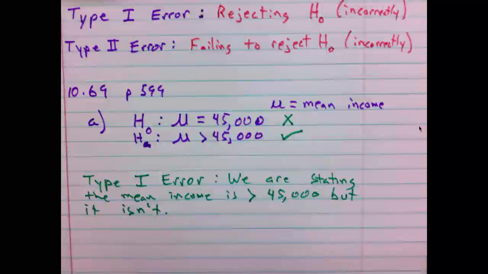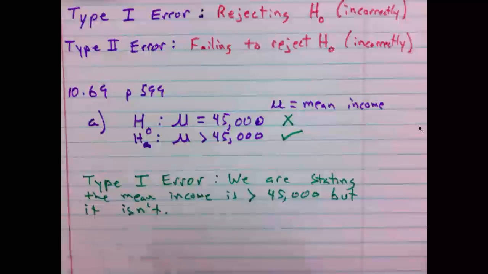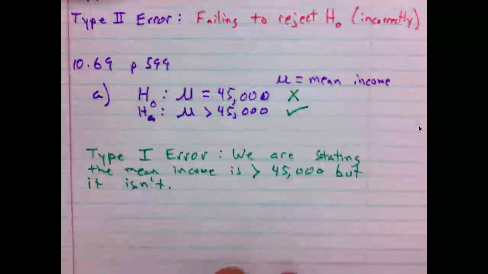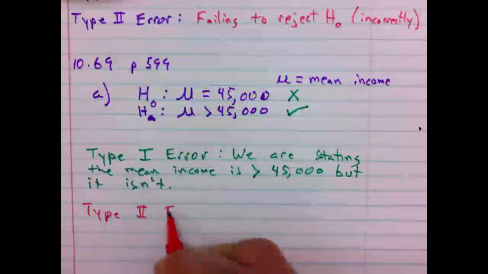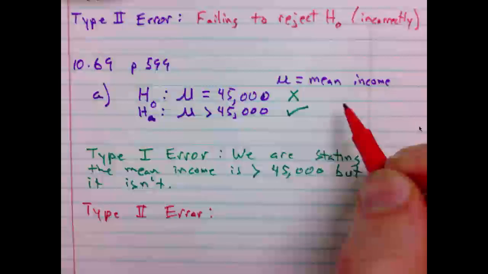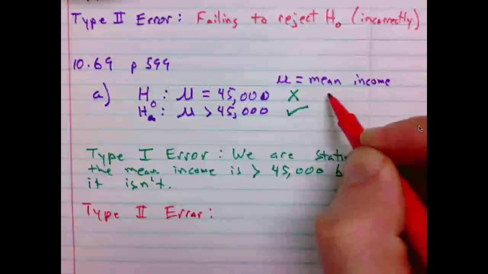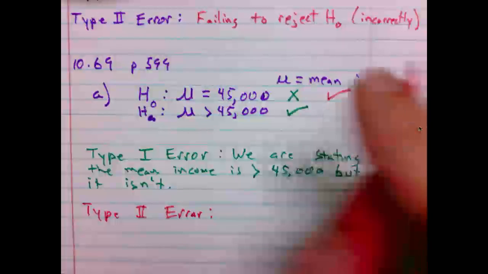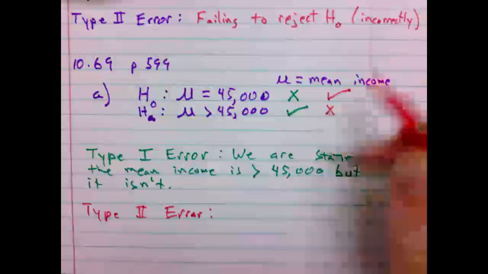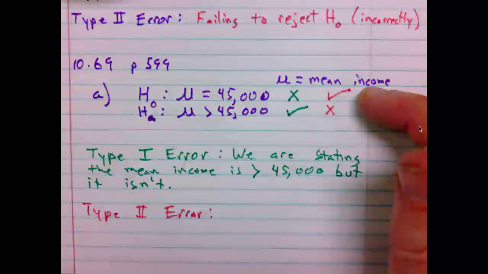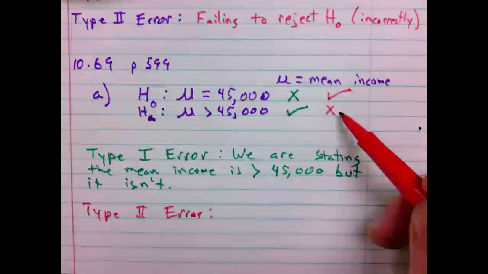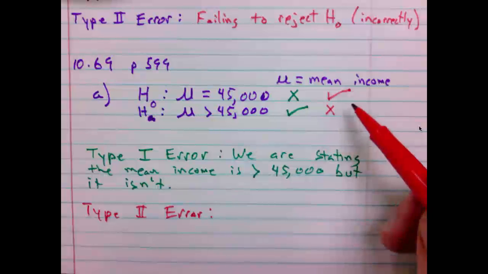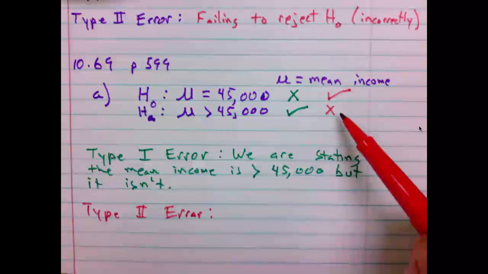All right, let's look at type 2 error now. Type 2 is failing to reject. If we fail to reject, we're essentially keeping H naught, and we're not going with HA. Remember, we don't ever prove H naught. We either reject it or fail to reject it. But for the purposes of this problem, I'm just saying, hey, we're keeping H naught. We're not going with HA.